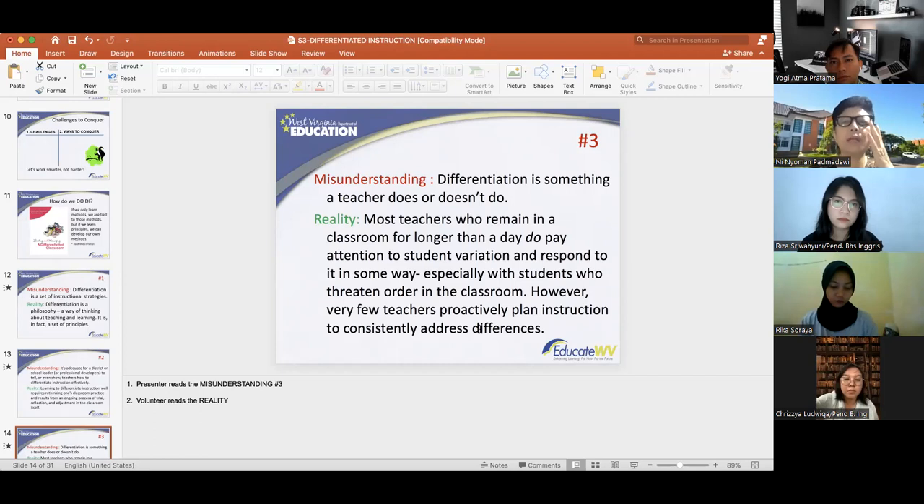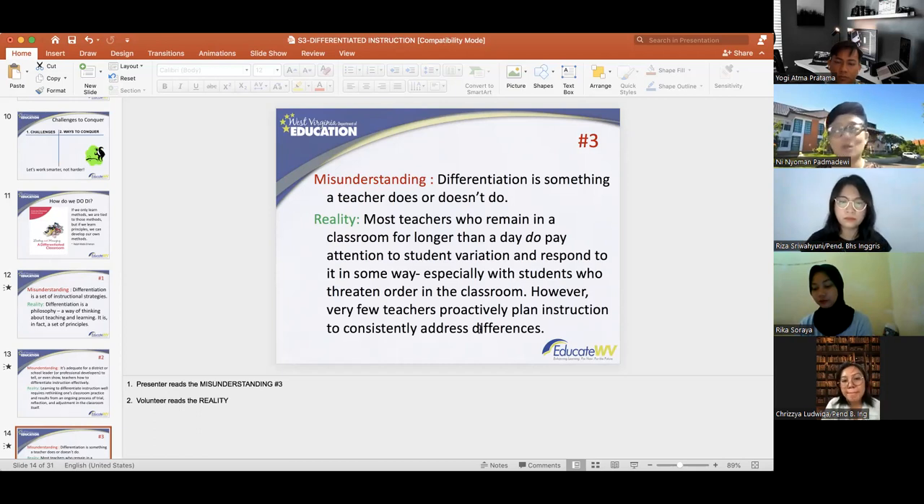So because of that, you have to be able to prepare yourself. If, for example, you want to do differentiated instruction, how are you going to do it, what kind of learning sources, like I told you before. So a lot of preparation, a lot of planning must be done, and you have to do it consistently.